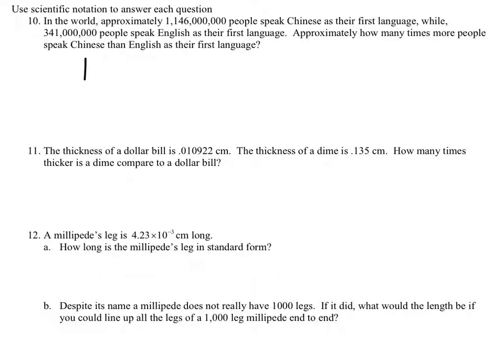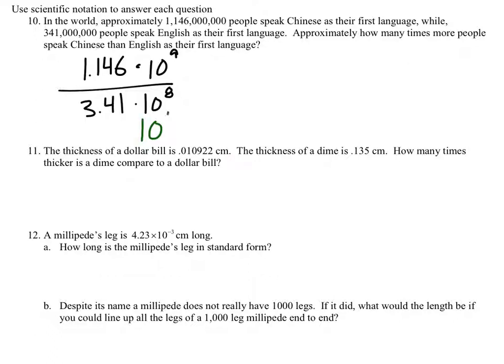I'm going to change that into scientific notation: 1.146 times 10 to the power of 9. And I'm going to divide this by 3.41 times 10 to the power of 8. So from here, we can see that with my base 10, 9 minus 8 is 1. Then I got 1.146 divided by 3.41. All right, I'll use 3 decimal places on that.